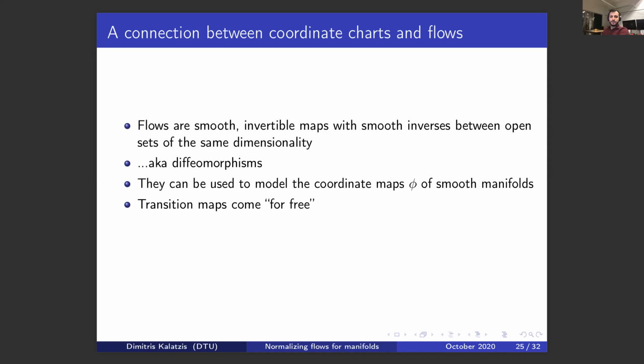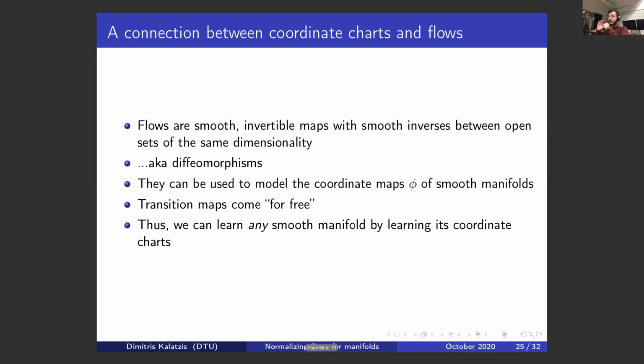Nope. Okay, something stray. As I was saying, an advantage is that we get the transition maps essentially for free, in the sense that we don't need to devote computational resources to modeling them explicitly. Consequently, we can learn any smooth data manifold by learning its coordinate charts.